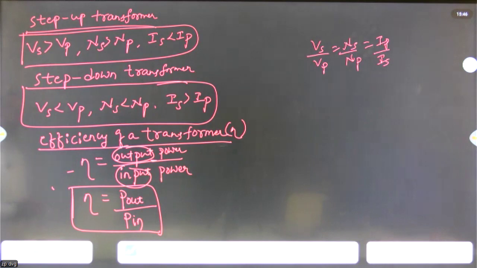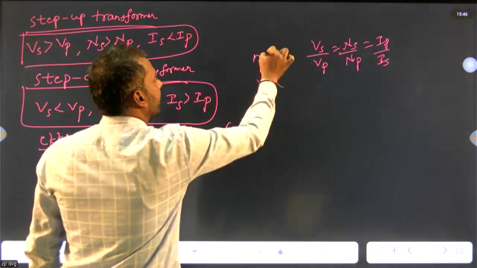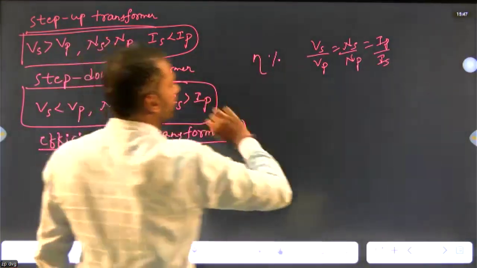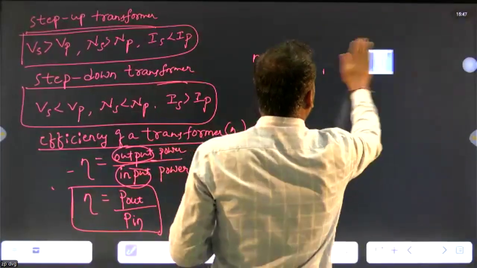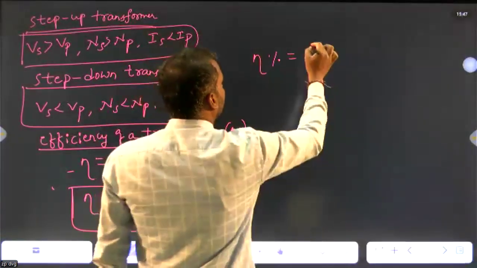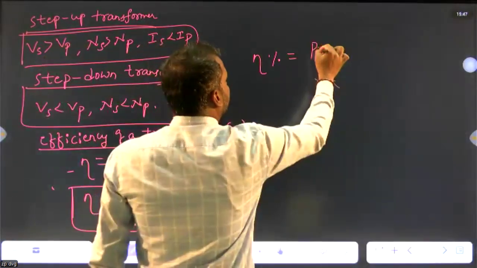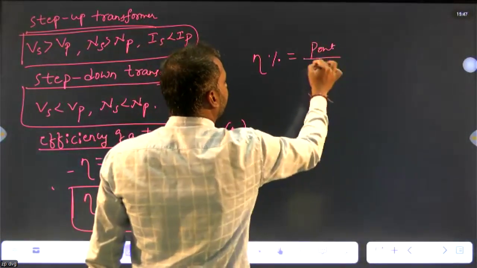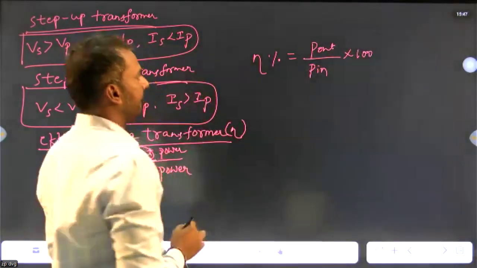Efficiency eta is equal to P output by P input. Percentage efficiency, eta in percentage, is equal to P output divided by P input into 100.